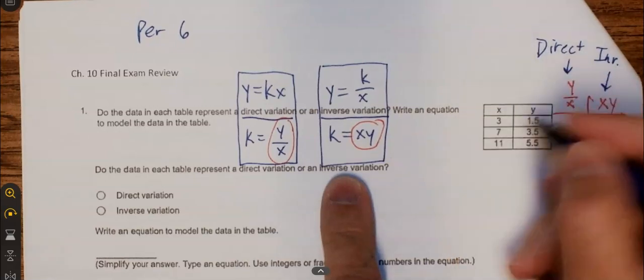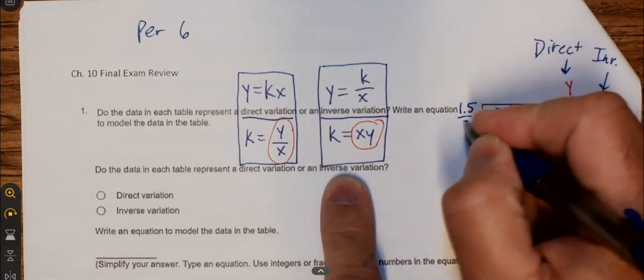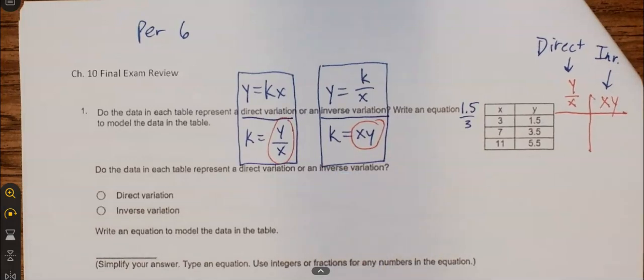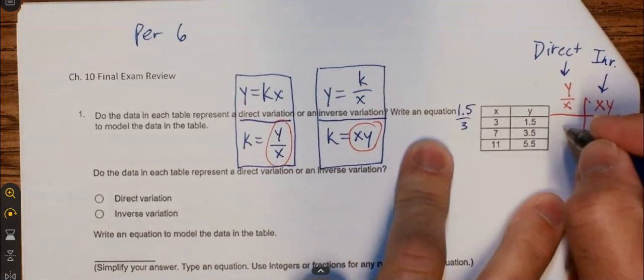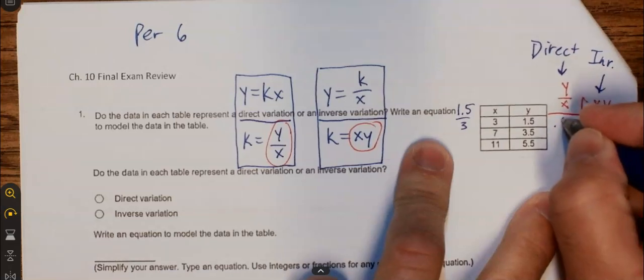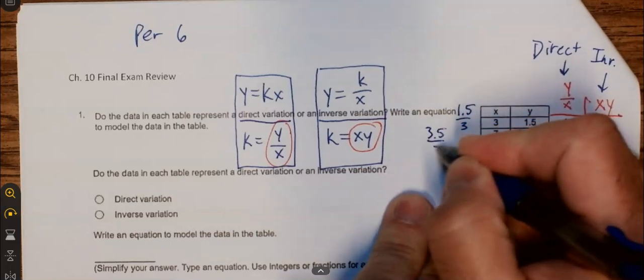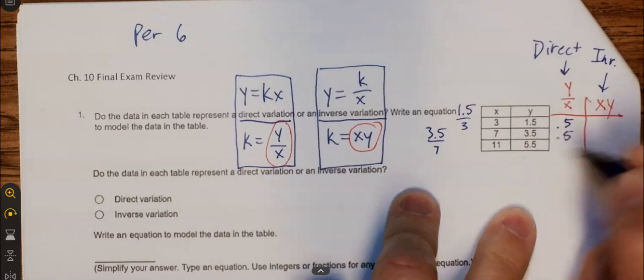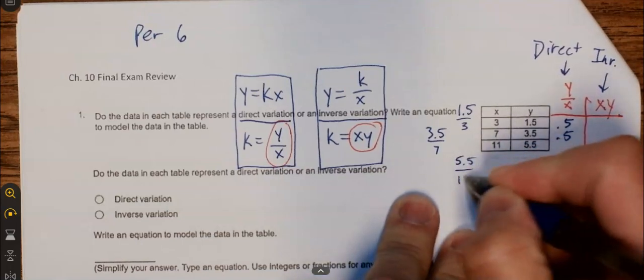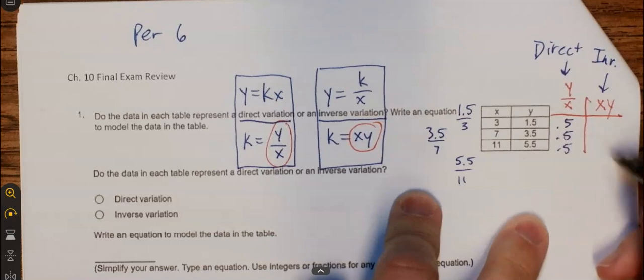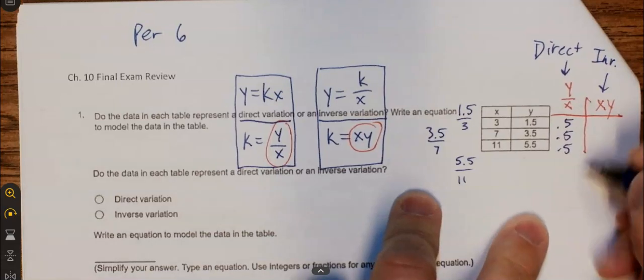So let's see here. 1.5 over 3. What's 1.5 divided by 3? I'm talking 1.5 on top, 3 on the bottom. So if you took your 2 and flipped it over, what would you get? 0.5, right? And then if we do 3.5 divided by 7, we also get 0.5. And if we do 5.5 divided by 11, we also get 0.5. Notice how you got the same number every single time.